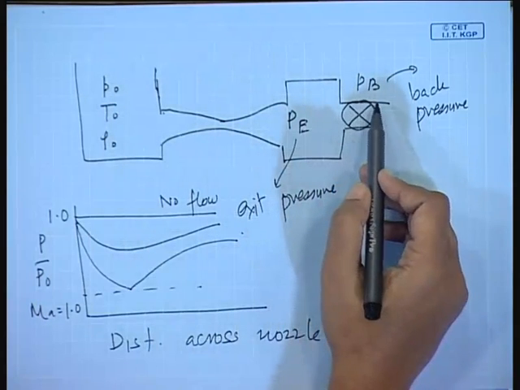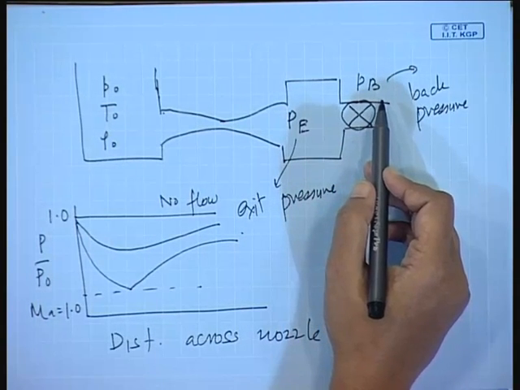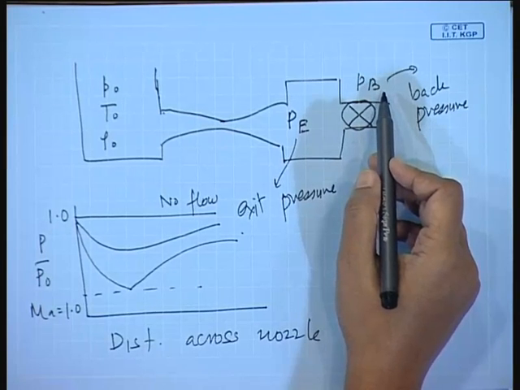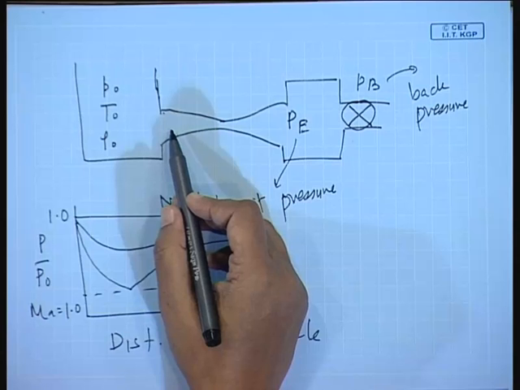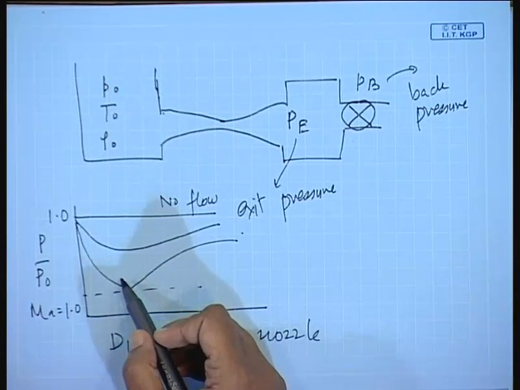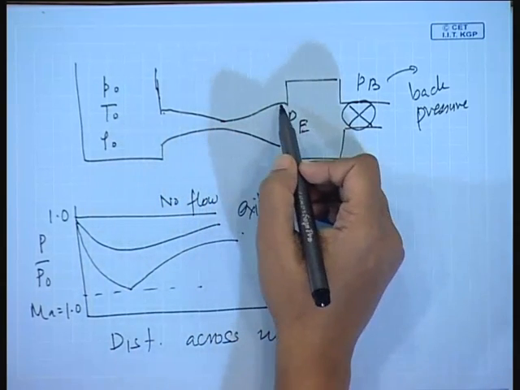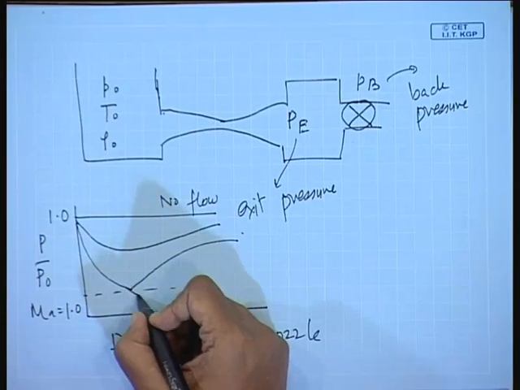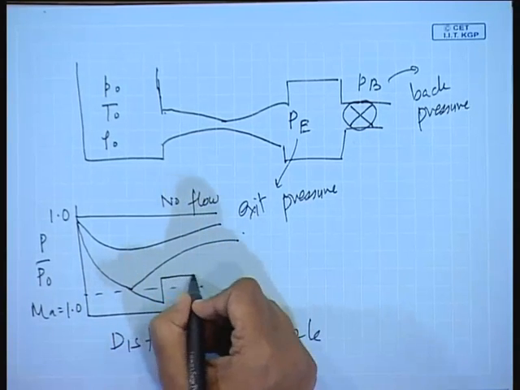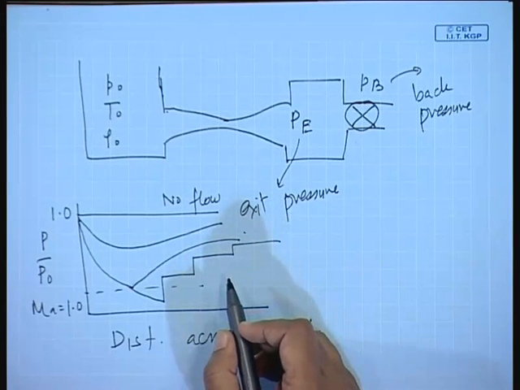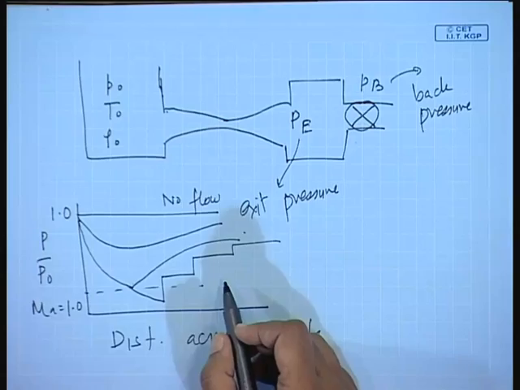Now if we keep on reducing the back pressure slightly more, what happens? Upstream the flow is not affected; it remains the same and does not respond. But in the diverging section, the flow initially becomes supersonic, and then it tries to adjust itself by a series of shock waves, with a normal shock standing inside the nozzle.